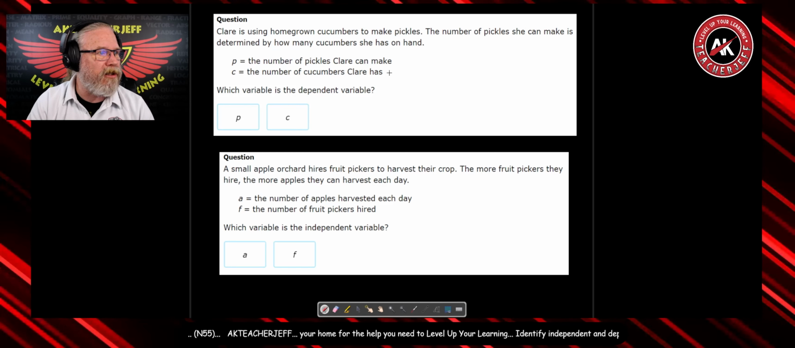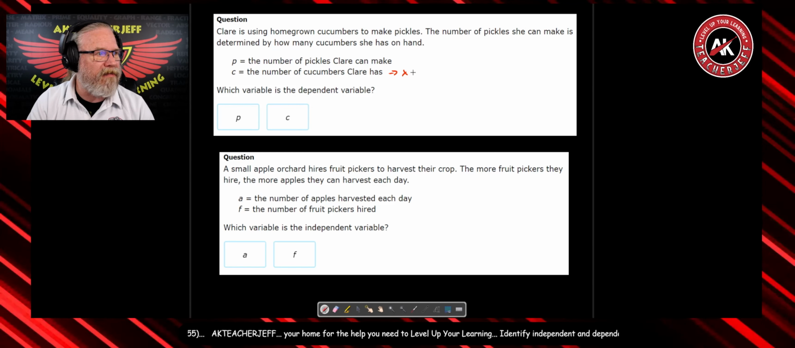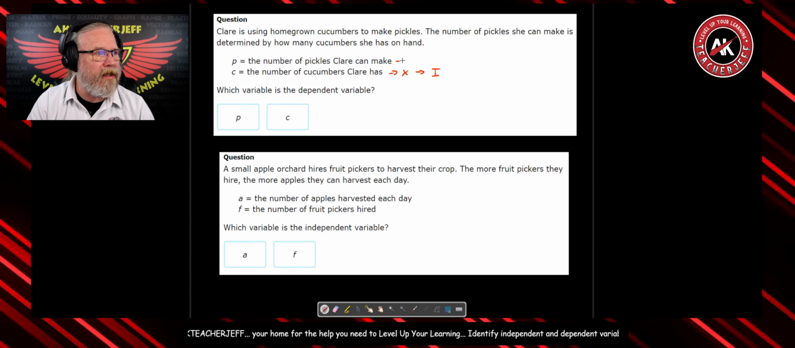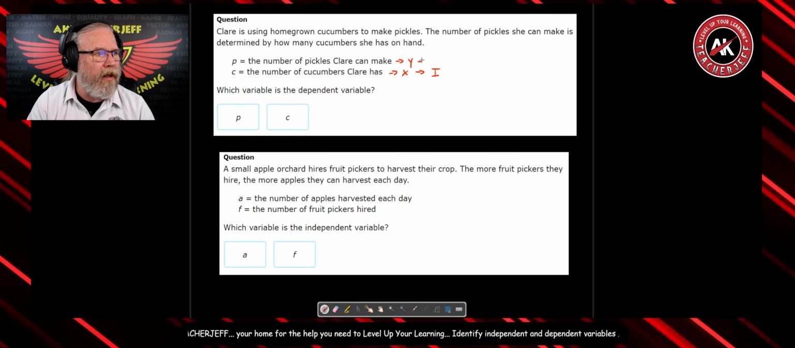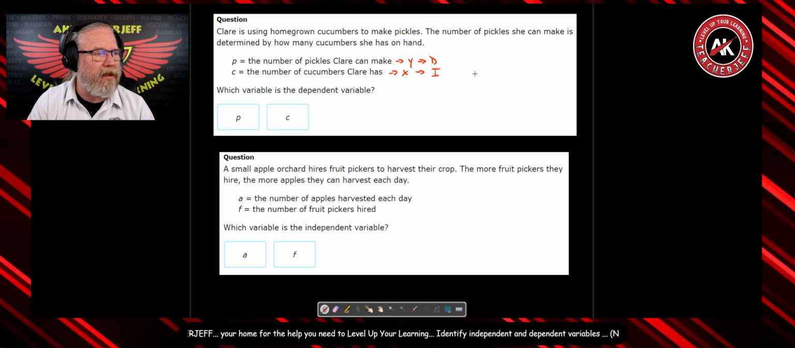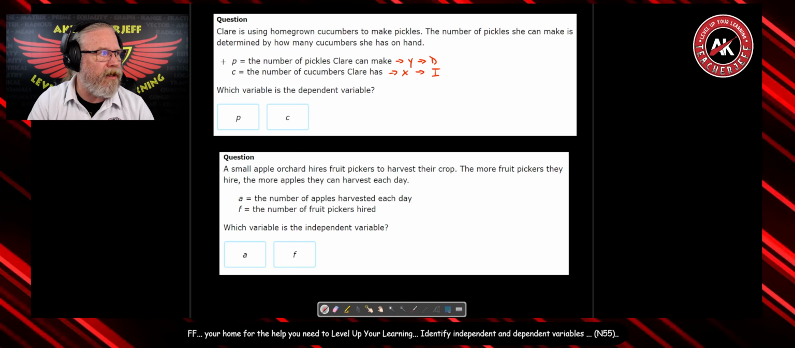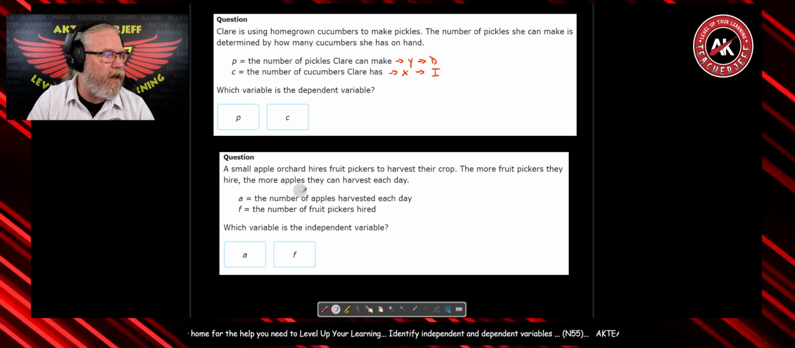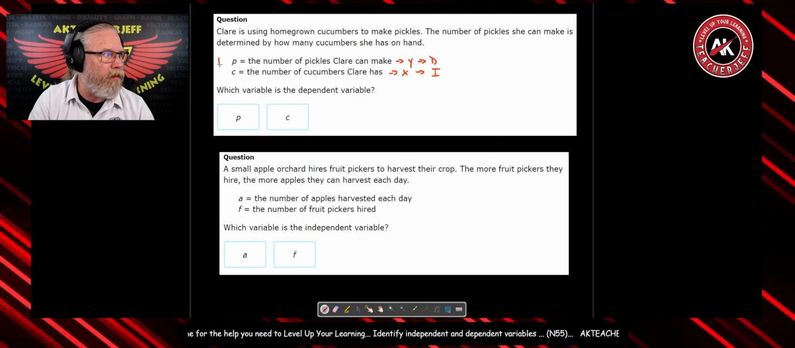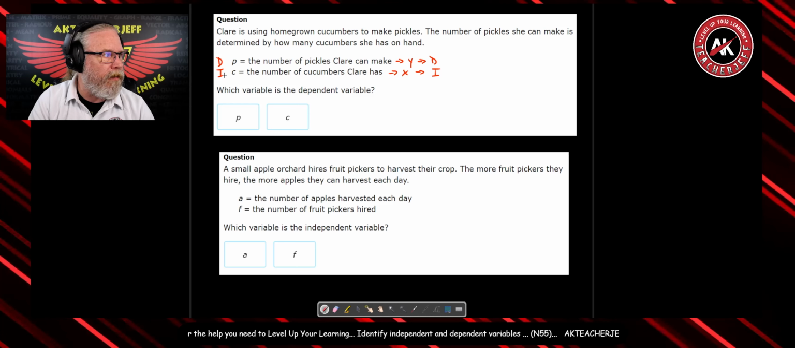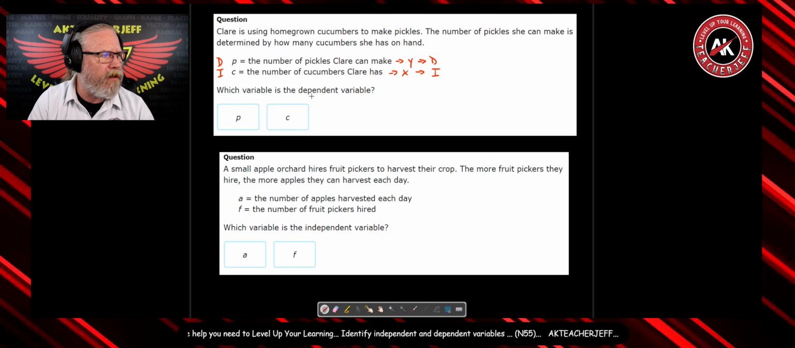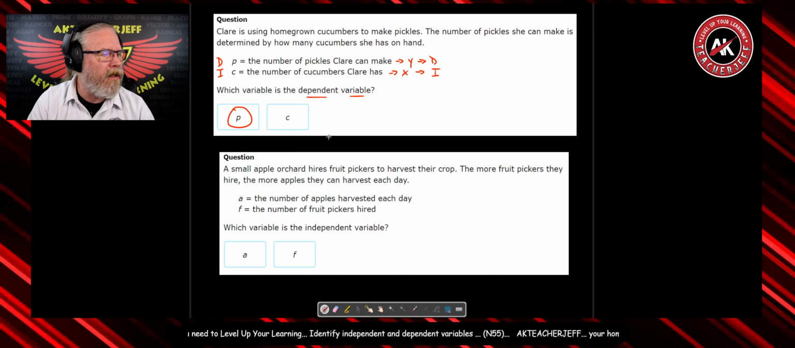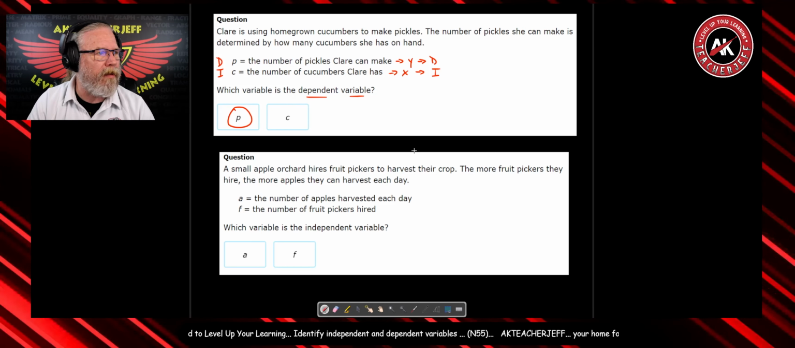So the number of pickles that she has, this is going to be our X value, also known as our independent variable, because it is determining how many cucumbers that she can make. So that becomes the dependent variable. So in this case, the independent, oh, I got that backwards, don't I? Almost switched them around. So the dependent variable is P, the independent variable is C, and they want to know which one's the dependent variable, and it looks like that is the variable P for the number of pickles that she can make.